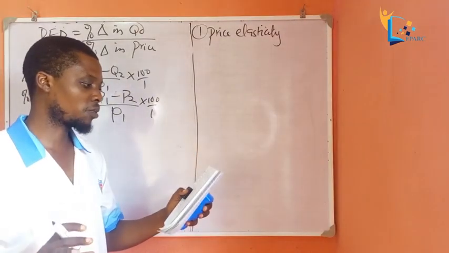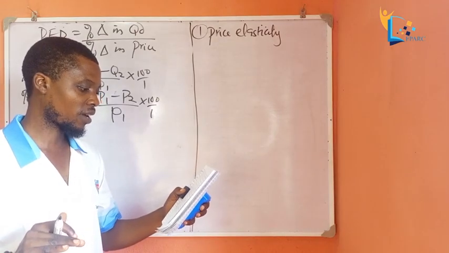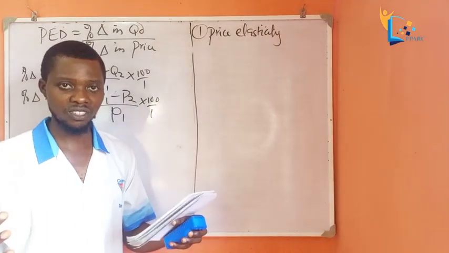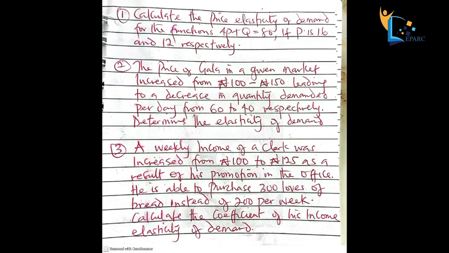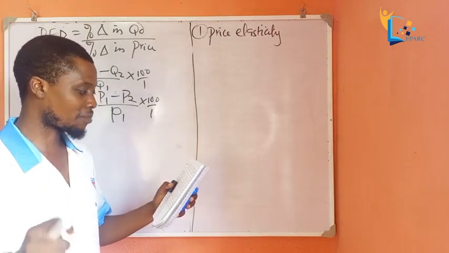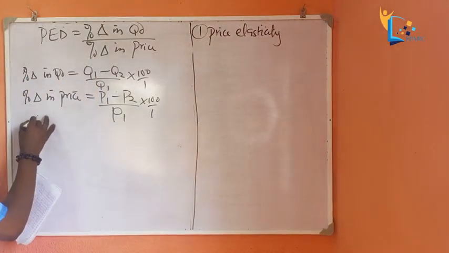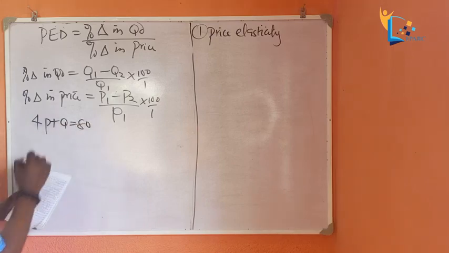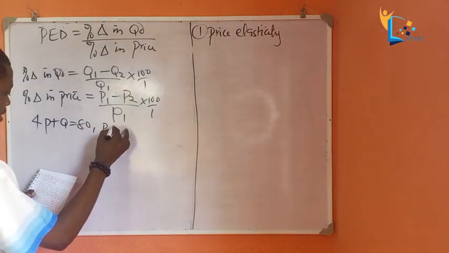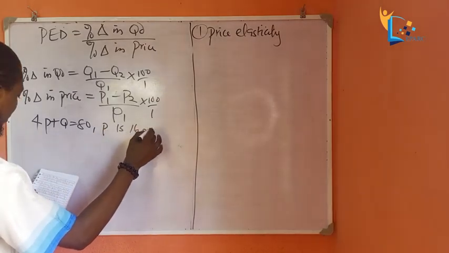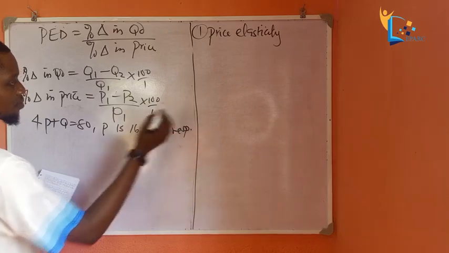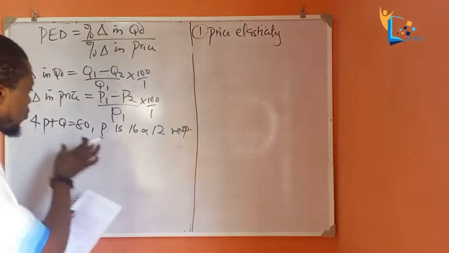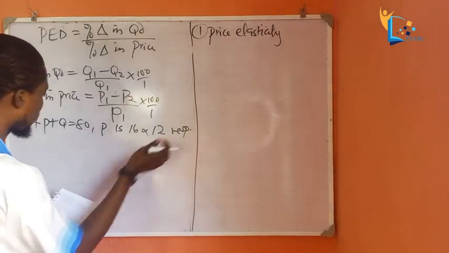Let's look at an example. There are 3 examples there. I'm going to maybe solve the first one, and let's see how it goes. The example says, I'm going to share it on the screen so that you see it: calculate the price elasticity of demand for the function P plus Q equal to 80. This is the function, if P is 16 and 12 respectively.